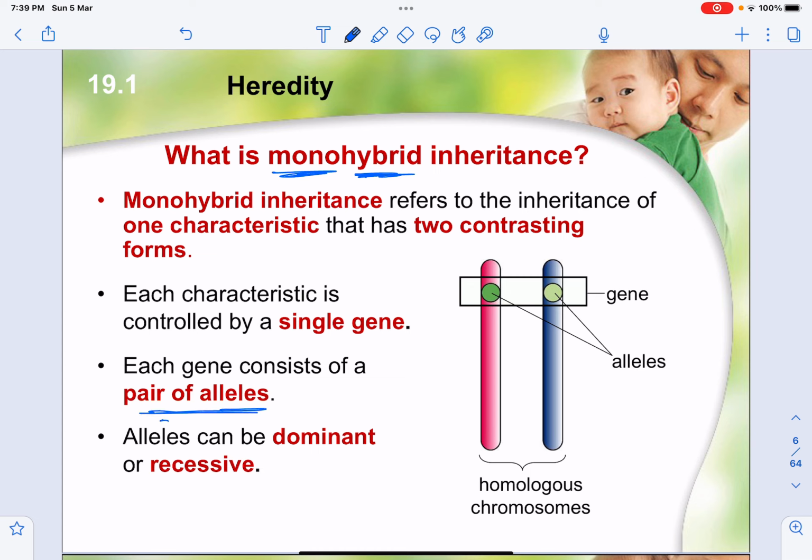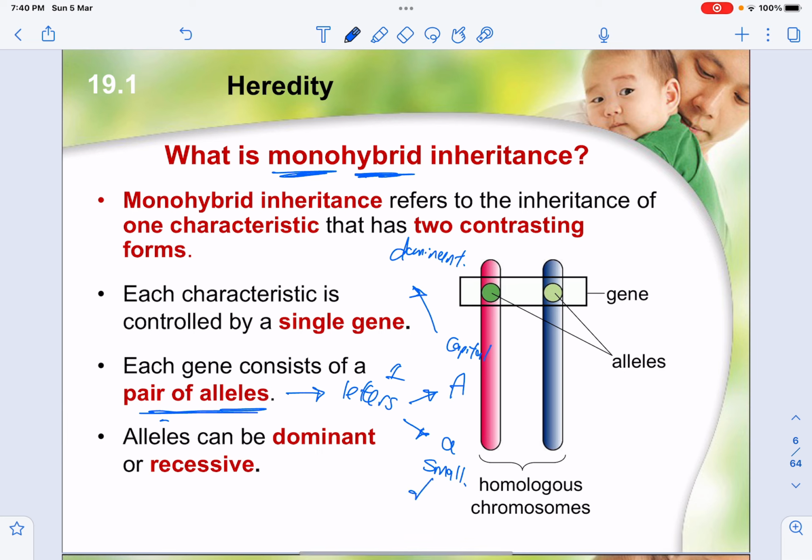Now alleles later on you will see, right, is represented by letters. Okay, one letter. And each of the letters, one of it is a capital letter, let's say capital A, the other would be a small letter. So one's a capital letter, the other is a small letter. Okay, so what this actually meant is a capital letter will represent a dominant allele. Dominant meaning something that is overpowering, something that is more superior. In this case, it's something that can be expressed. That means you can actually see it physically from the characteristic.